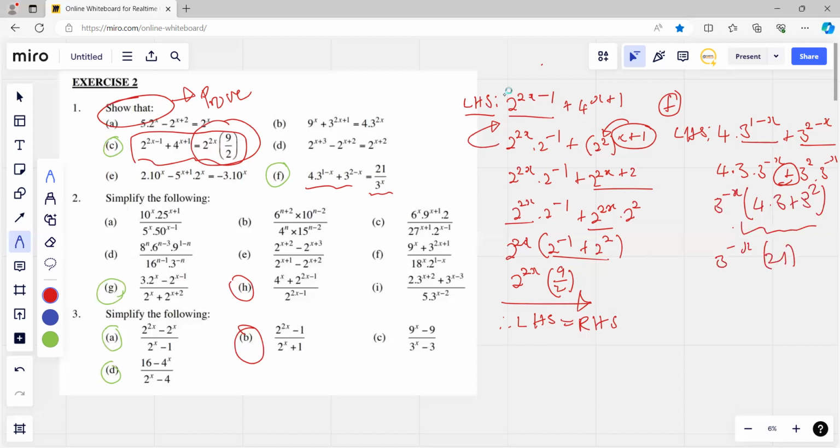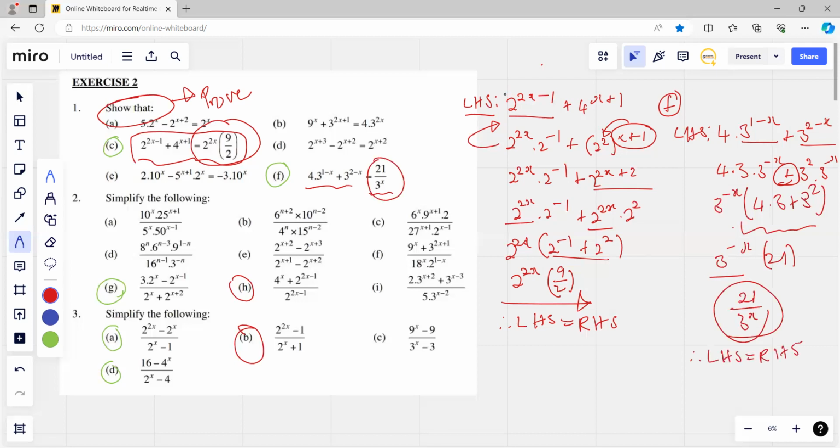Then from here, we know quickly that if a number has a negative exponent, then it turns into a fraction. Then we'll be having 21 over 3 to the exponent of x. If you can see, that is equivalent to what is on the right-hand side of the equation. Therefore, we conclude that the left-hand side is equal to the right-hand side.